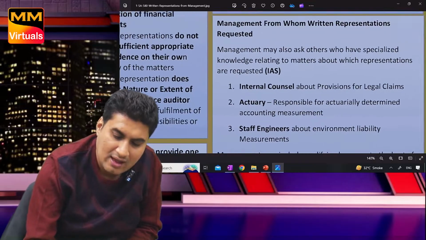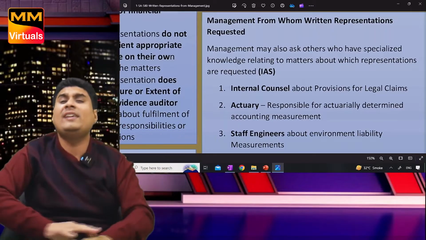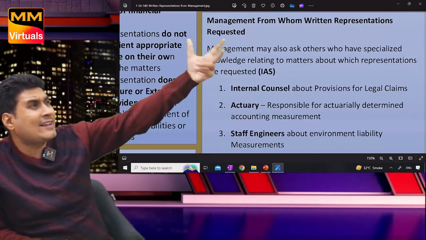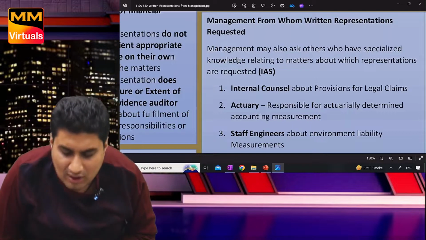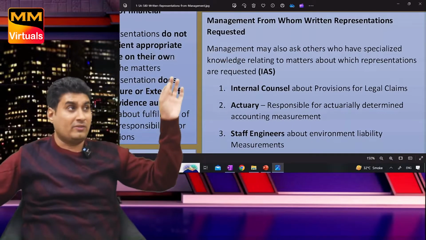Easy? Can we ask WR from others? Management will ask. In certain fields, management don't have complete knowledge, so they will ask from experts who are experts in that field. Management may ask others who have specialized knowledge about that field. Number one.